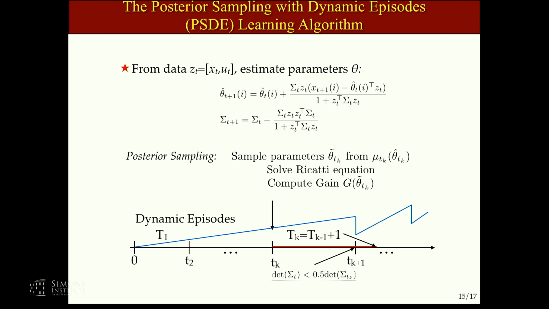So if the determinant of the covariance is half of what it was at the beginning of the episode, it means you are not doing enough exploration. It's better to just resample, recompute, and start all over again, so to speak. Okay, so that's the algorithm.